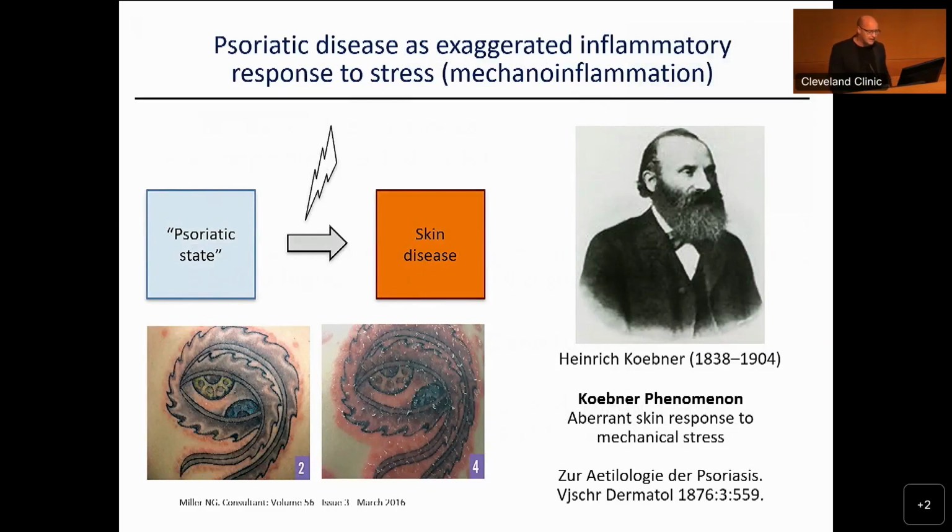Now, mechanics has been described by Koebner. Psoriatic plaques usually are developing at places where there is mechanical irritation. This is indicated here by this tattoo, and there is a very strange and sustained inflammatory response to mechanical irritation, which we know as Koebner phenomenon, which is probably genetically driven, and it's probably related to the fact that there is an aberrant resolution of inflammation in psoriasis patients.